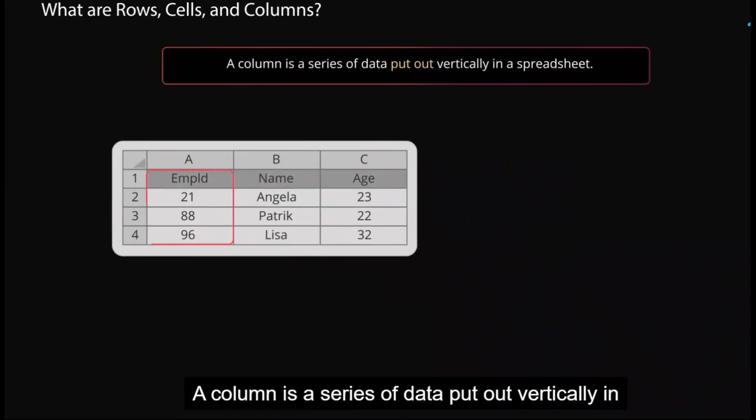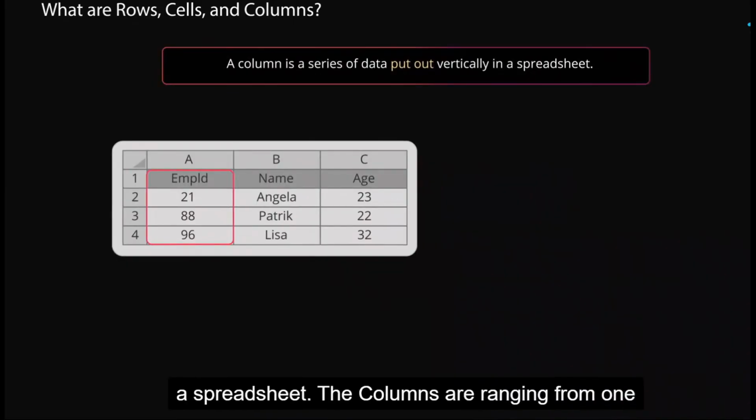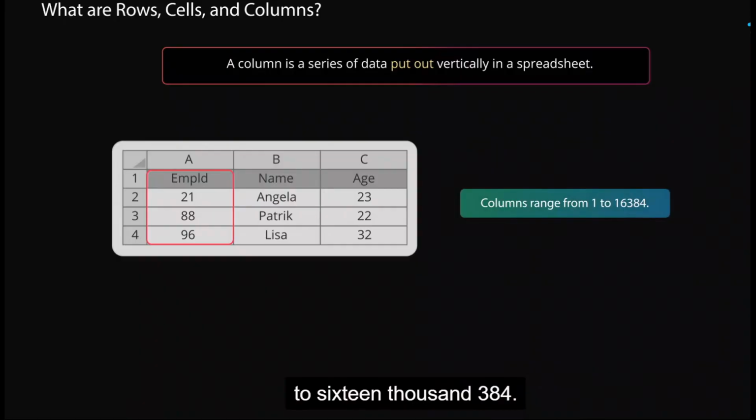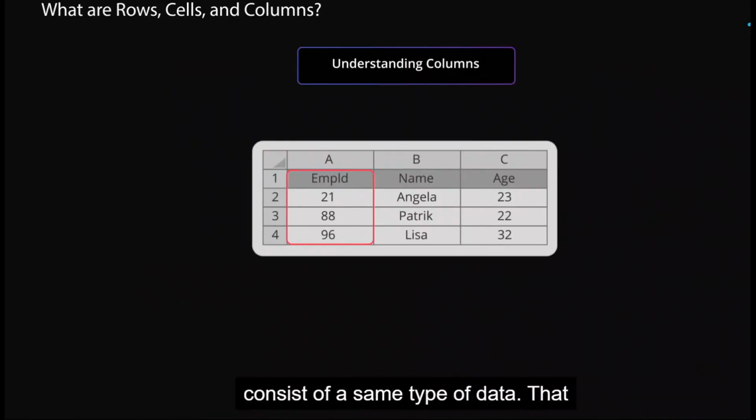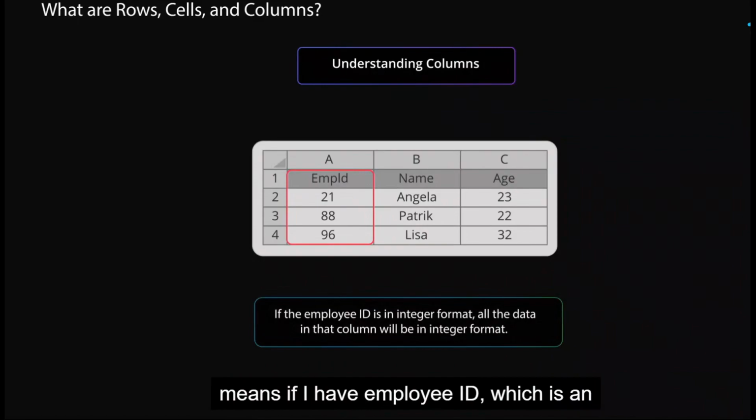A column is a series of data put out vertically in a spreadsheet. The columns range from 1 to 16,384. So you can see here employee ID is one column which consists of the same type of data. That means if I have employee ID, which is an integer, I'll get all the data in an integer format, talking about the employee ID of various employees.